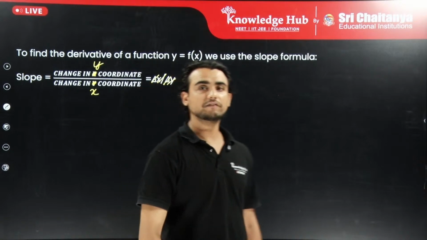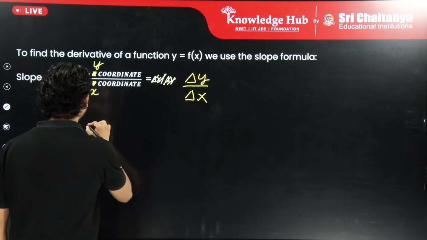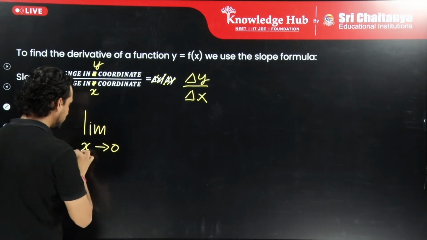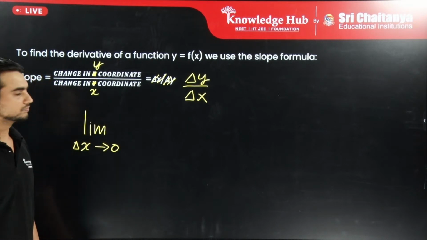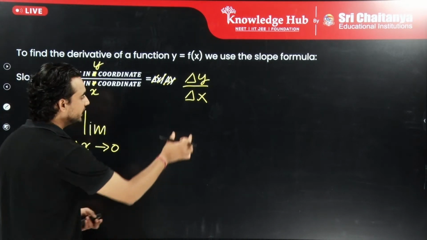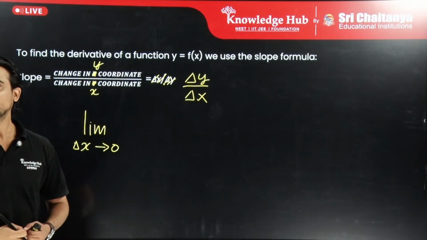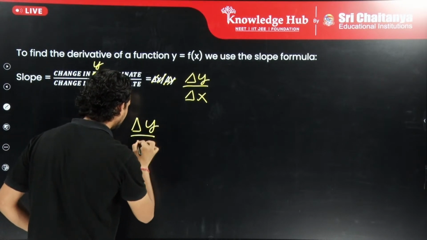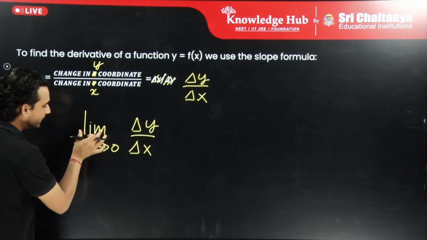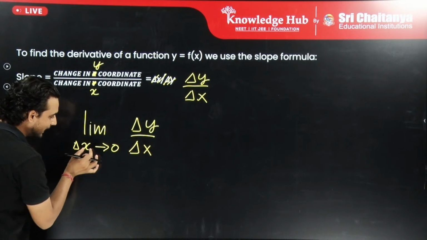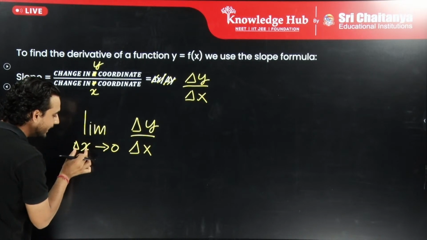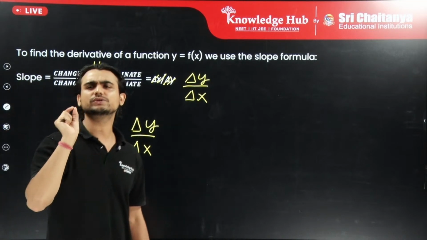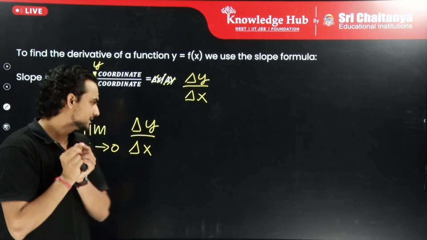Or there is some other way to write it. We can also write it as limit delta x tending to 0. What is delta x tending to 0? The change in x tending to 0. At that point, I am defining my slope. So this will be delta y upon delta x. So what does this mean? This means that we are limiting x, it tends to 0, which means that delta x is not 0. Delta x is not 0 basically, but it is very near to 0, right? A very small change in x.